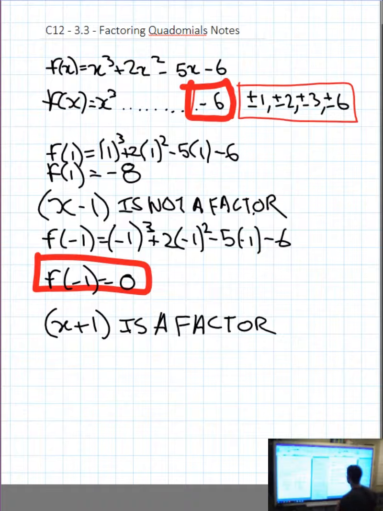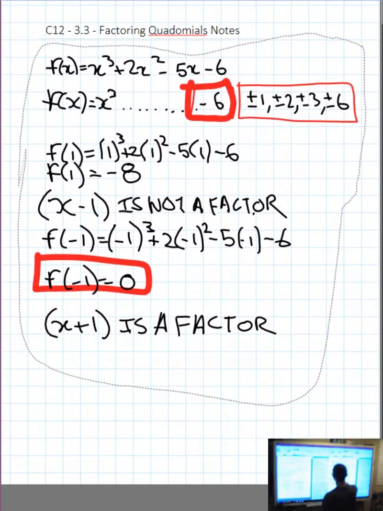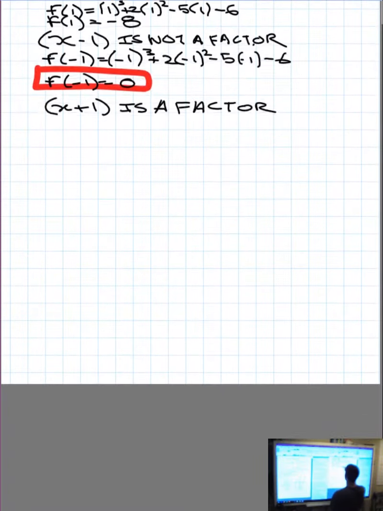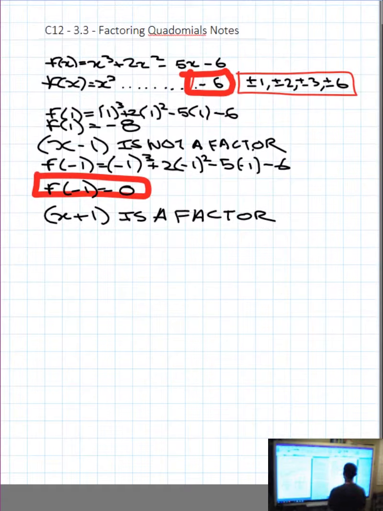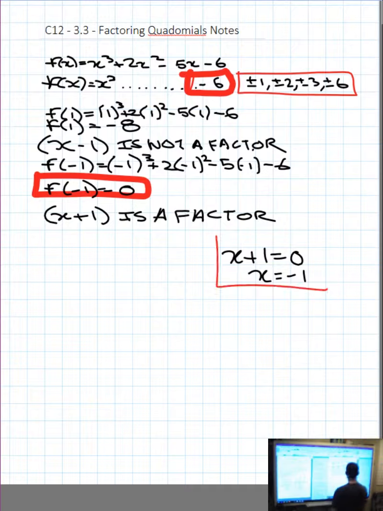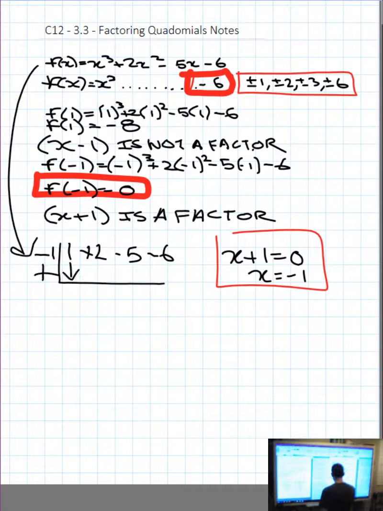So if we know that x plus 1 is a factor, then we can go ahead with our synthetic division. If x plus 1 is a factor, I set x plus 1 equal to 0, and if I subtract 1 from both sides, x equals negative 1. And that is the value that I'm going to put into synthetic division. So negative 1 with my L and a positive sign. Now list my coefficients from above: 1, positive 2, negative 5, negative 6. Bring the 1 down.